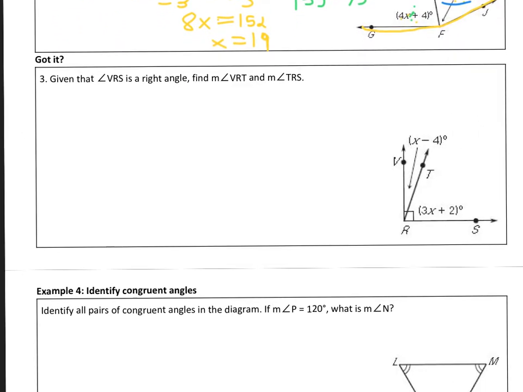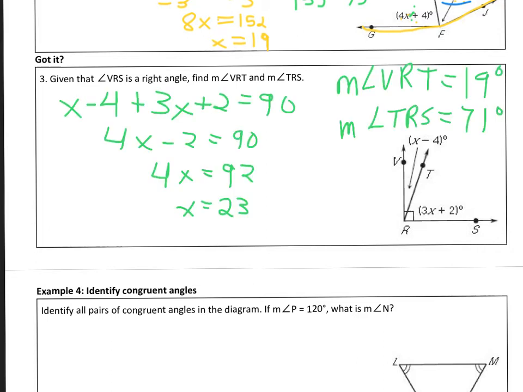So next, good chance for you to pause the video, try it, and then wait a few seconds, and I will explain how I got my solution to this problem. Okay, so here you see my solution. To set this one up, I took these two angles and realized that they would add together to equal VRS. So I took x minus 4 and 3x plus 2, added them together, and set that equal to 90 degrees. The key term there is a right angle.